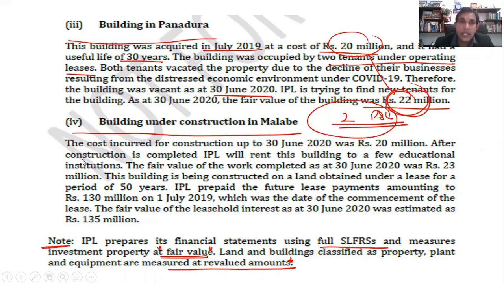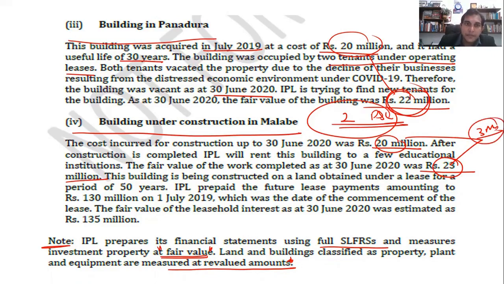So let me read this. The cost incurred for construction up to 30th June 2020 was 20 million. So cost is 20 million of this particular property. After construction is completed, IPL will rent this building to a few educational institutions. The fair value of the work completed as at 30th June 2020 was 23 million. Cost is 20 million. Fair value is 23 million. The difference between these two values, 3 million. If you recognize this one as investment property, this 3 million should be charged into P&L.